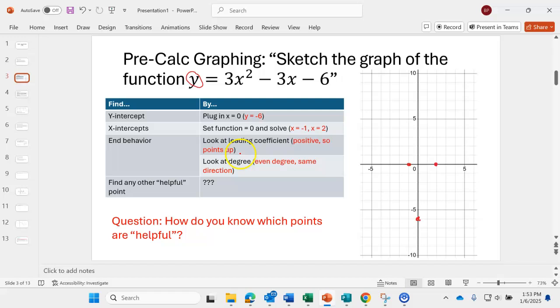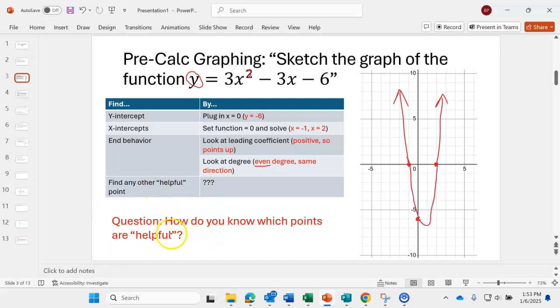And you knew the end behavior. You took a look up here, and you saw that the leading coefficient was positive, so your ends would have to point upwards. And we look at the degree, knowing that the degree is even. In this case, we have a degree 2 polynomial. The end behavior had the same direction. So we knew that since it was positive, the ends would be going up, and they would both be heading the same direction. And once you did all of that process, you would have connected the dots.